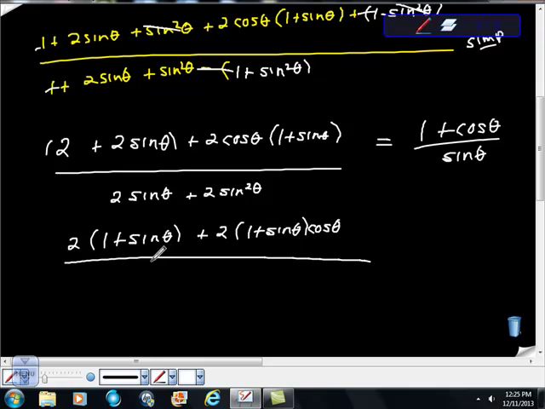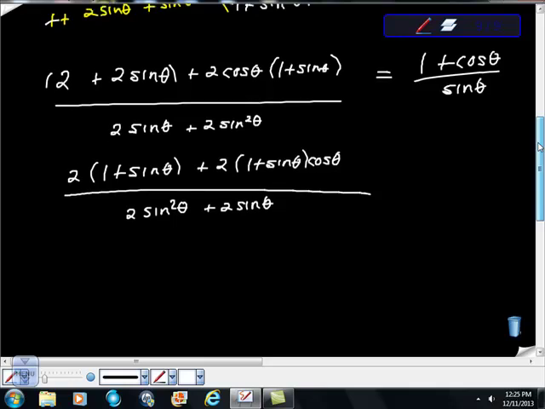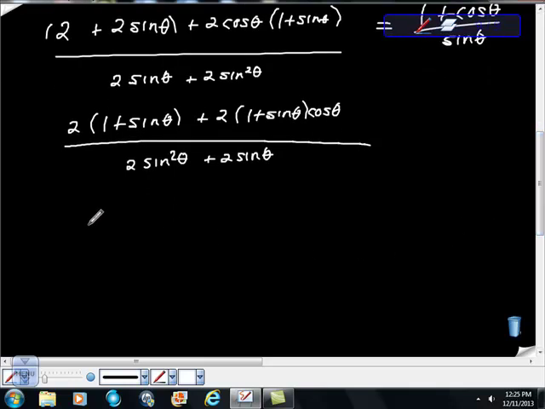At the bottom, if you don't mind, I'm going to go ahead and factor this. Let me put the 2 sine squared theta out front first. 2 sine theta plus 2 sine theta. Hopefully you're getting better at seeing that. This is where it gets a little bit weird, because I'm going to factor this whole thing. I'm going to factor out 2 times 1 plus sine theta times 1 plus cosine theta.